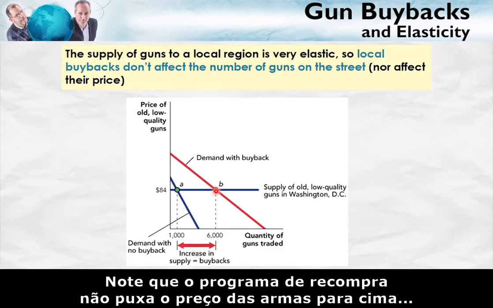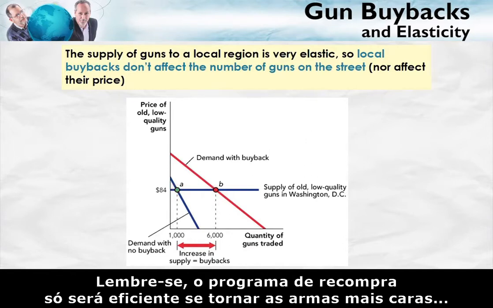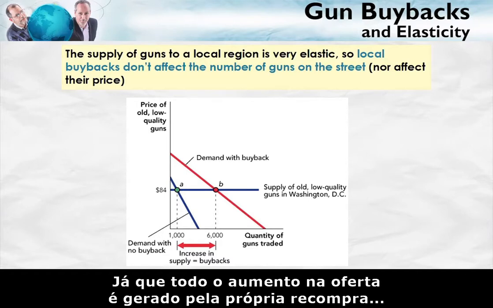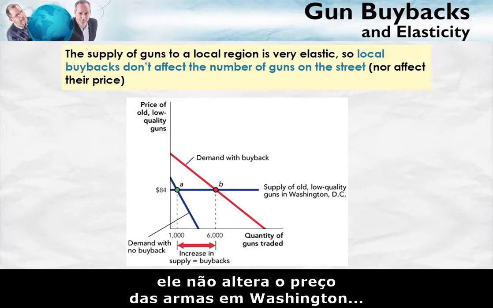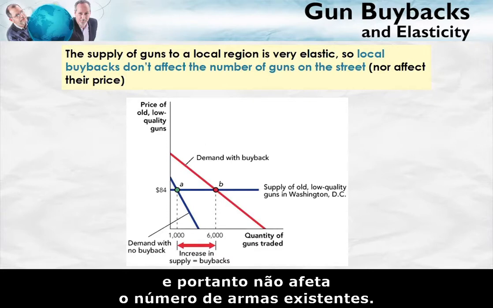Notice that the buyback doesn't push the price of guns up. Because it doesn't push the price of guns up, no one stops buying a gun. Remember, a buyback is going to be effective only if it makes guns more expensive, only if it reduces the quantity demanded of guns. Since all of the increase in supply is being generated by the buyback itself, the buyback doesn't increase the price of guns in Washington, D.C., therefore it doesn't reduce the quantity demanded of guns in Washington, D.C., therefore no effect on the number of guns held.